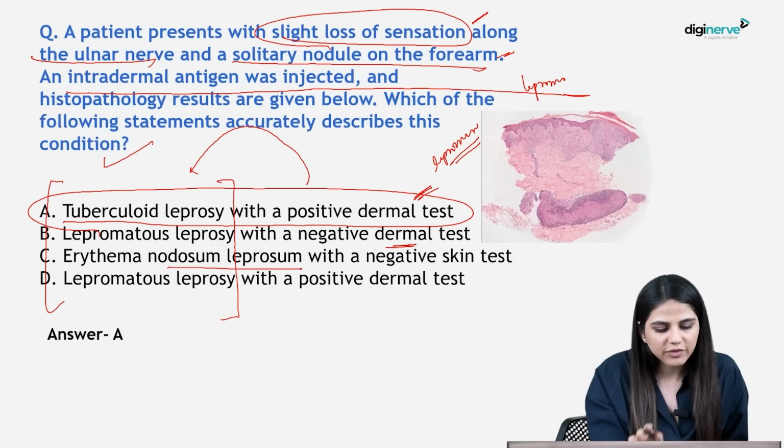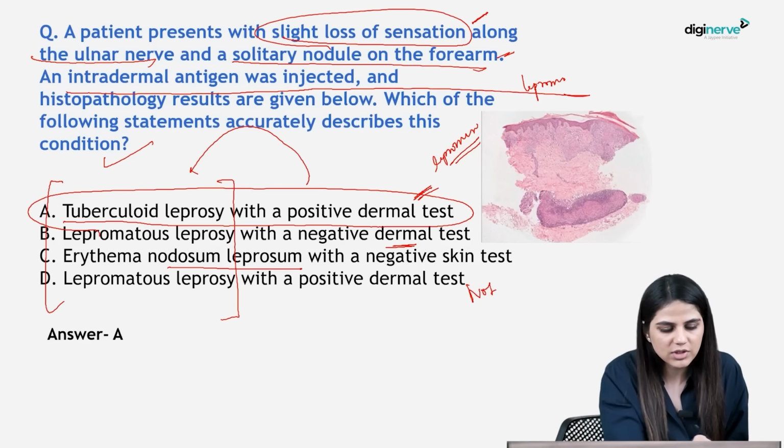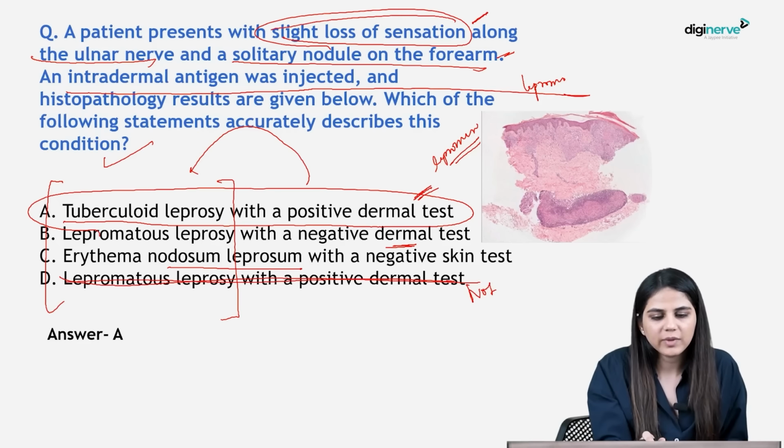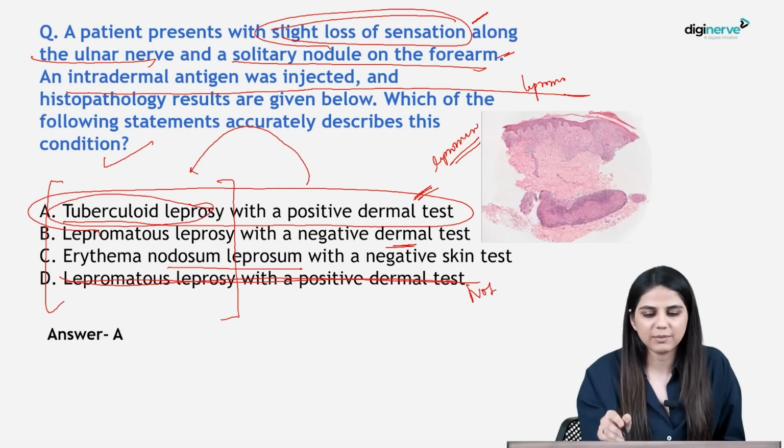ENL is a type of reaction. Lepromatous leprosy with a positive test: LL leprosy will not have a positive test, so this rules out our option. It is a single nerve involvement, meaning a single lesion, so this also gives a clue for tuberculoid leprosy.